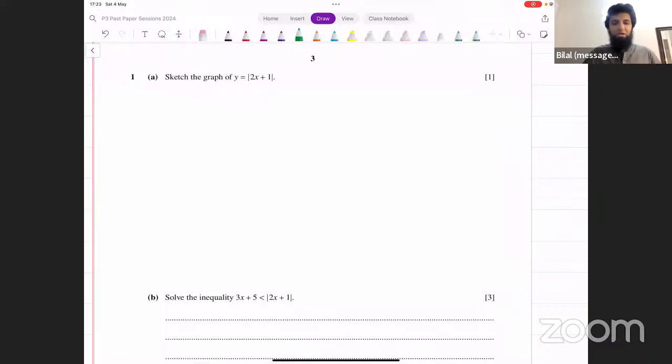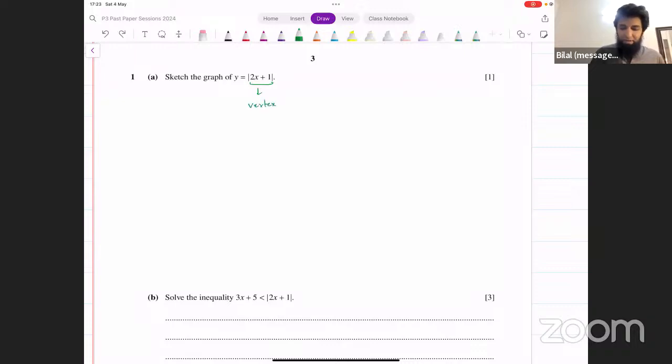Now, how do you draw the graphs of modulus functions? All you have to do is find the vertex. The modulus graphs look either like this or like this. These are the graphs that you have in your syllabus, either V shape or inverted V shape. These are the only two possible shapes that you would get. What you do is you find the vertex. Where is the vertex going to be?